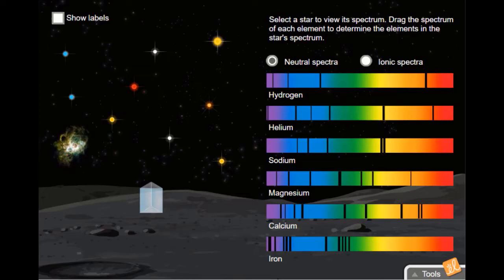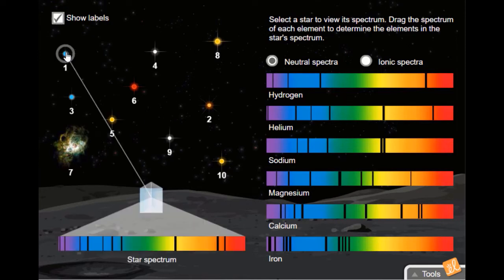Let's take a quick look now at one of the gizmos that are available. Click Show Labels so you can see which stars they are. Let's just choose star number 1. What we have here is the spectra that would be formed if you were looking at star number 1.